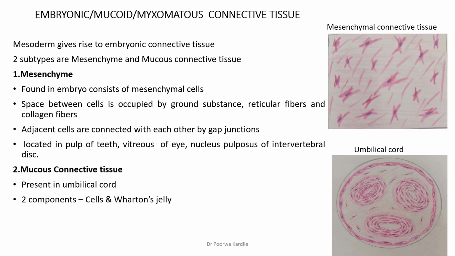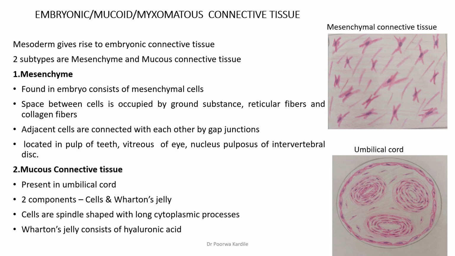Then we can see in the diagram there are two, right and left umbilical artery, and the left umbilical vein is there, and in between we can see Wharton's jelly which has cells in it. So the cells are spindle shaped and they have long cytoplasmic process, and the Wharton's jelly mainly consists of hyaluronic acid.